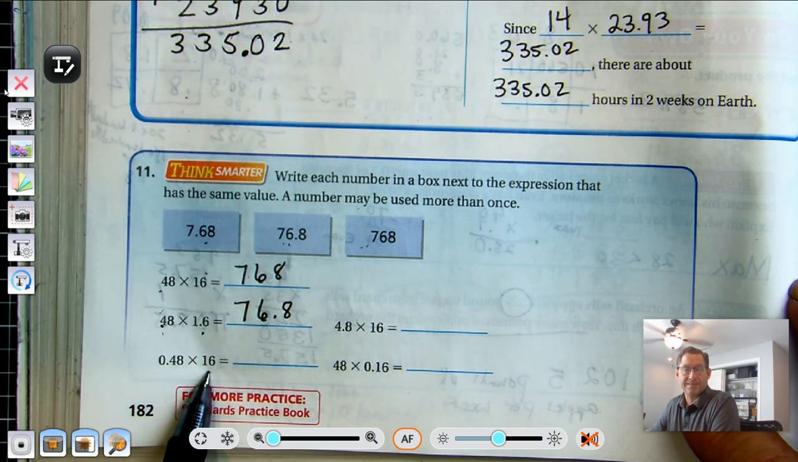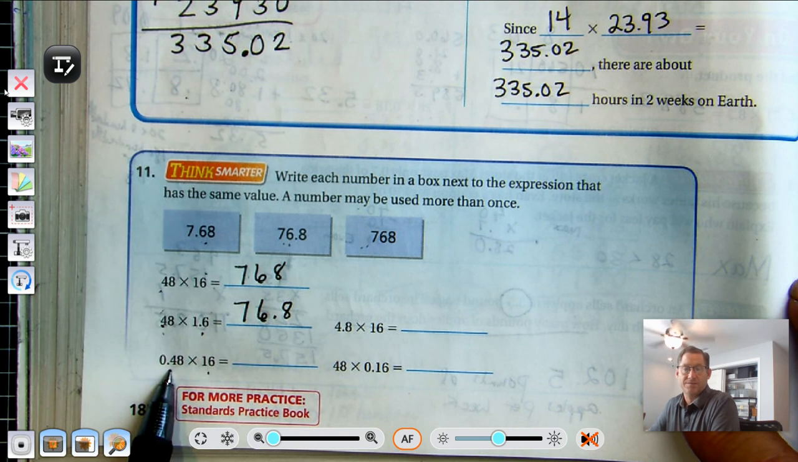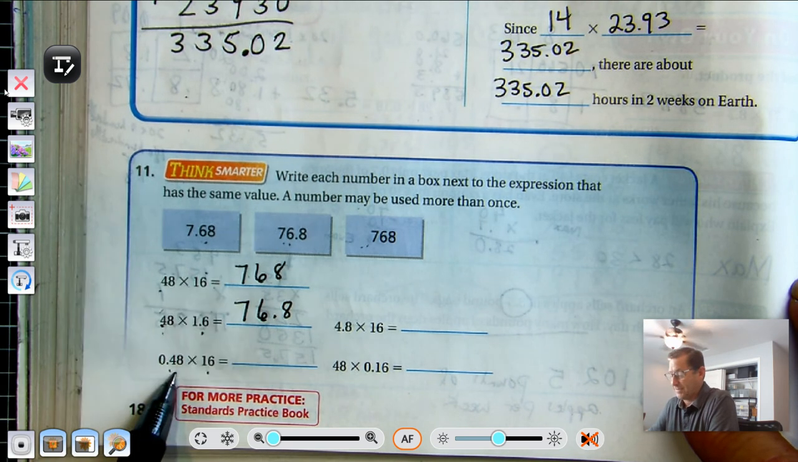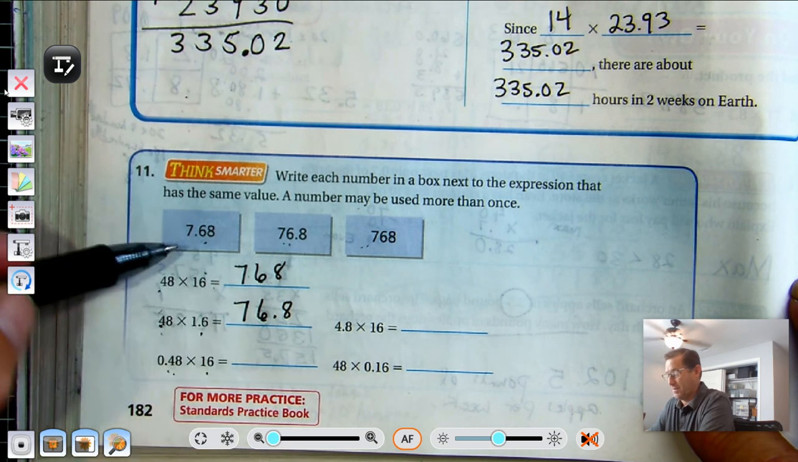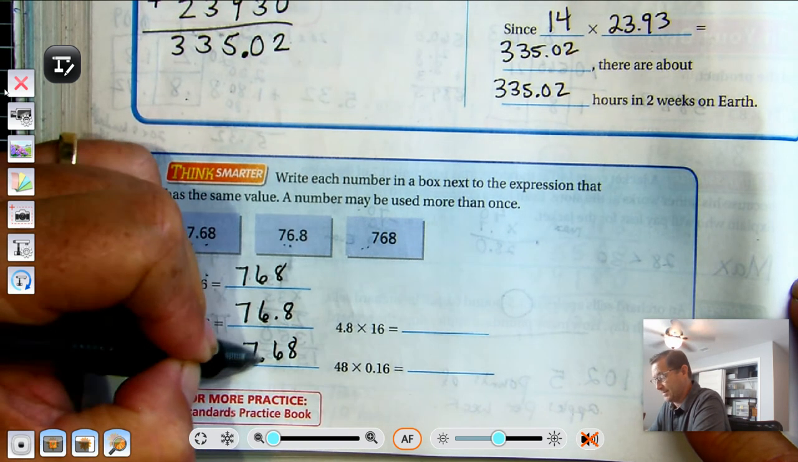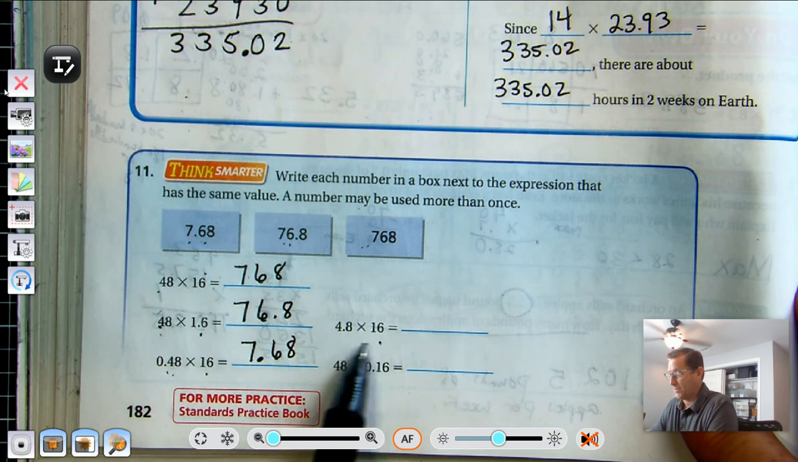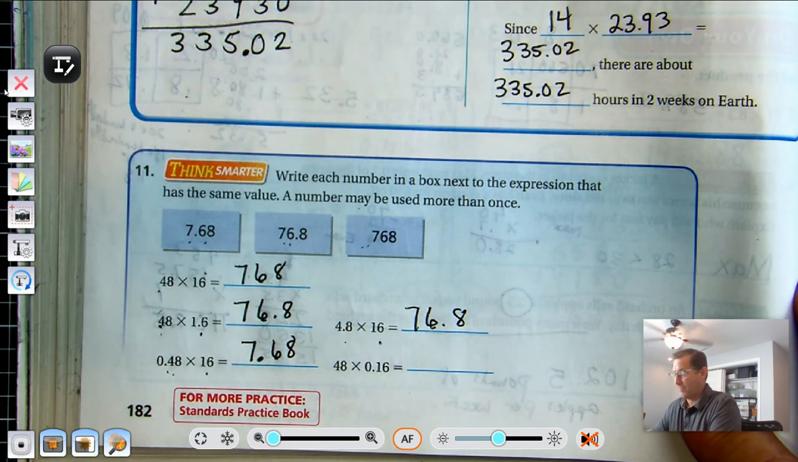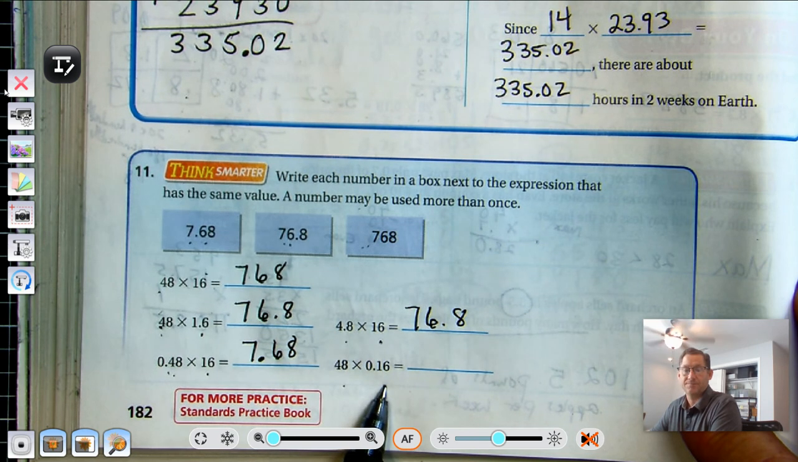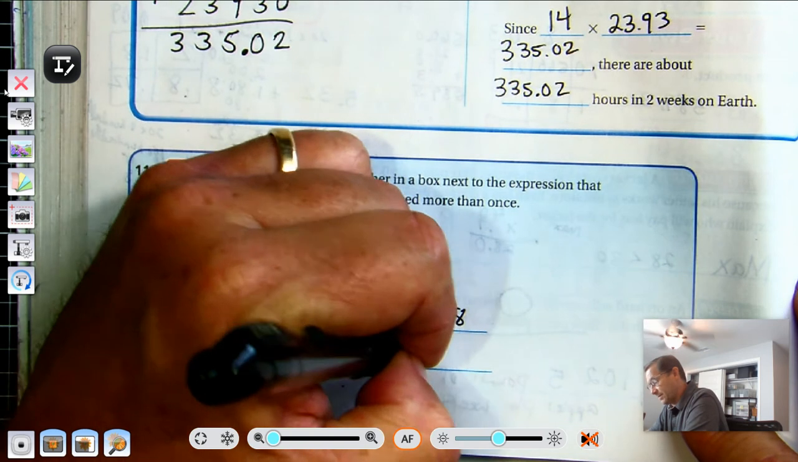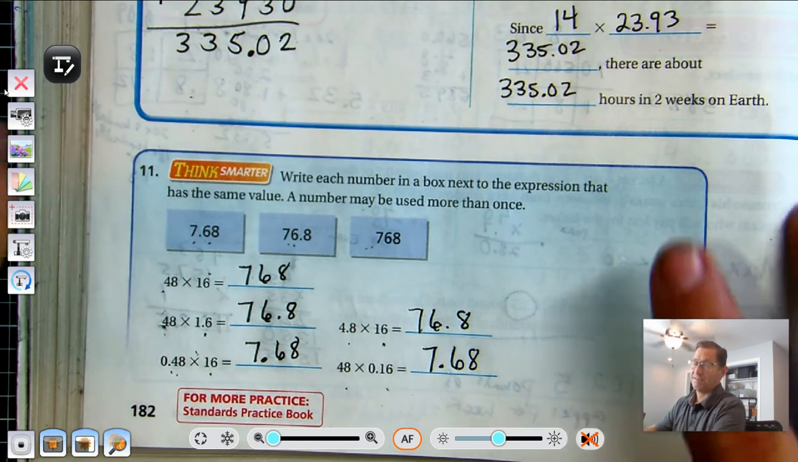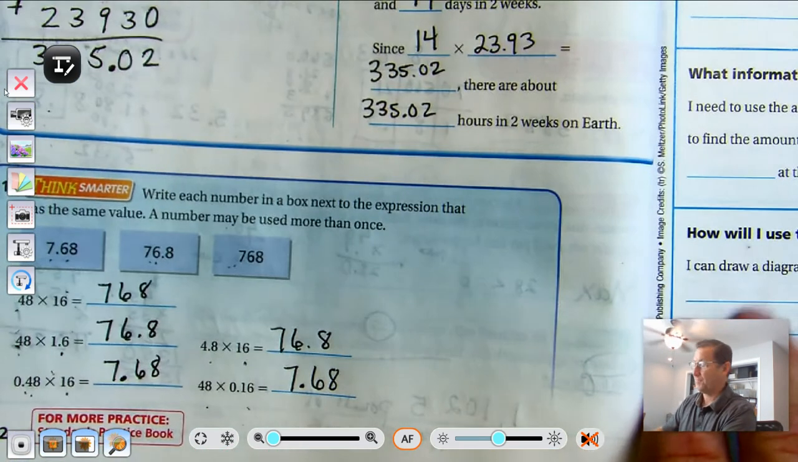This time we're taking the whole number 16 and multiplying by 48 hundredths. Again, the digits are the same. It's just the decimal points are different. So this answer has to be in the hundredths. So 7 and 68 hundredths. Whole number times a number in the tenths. So 76.8. 48 times 16 hundredths. The answer has to be in the hundredths. 7 and 68 hundredths. Okay. So that's place value and adding, or using expanded form and multiplying.